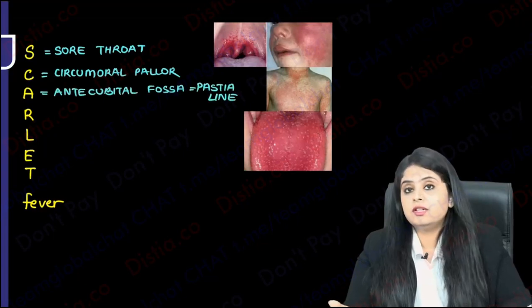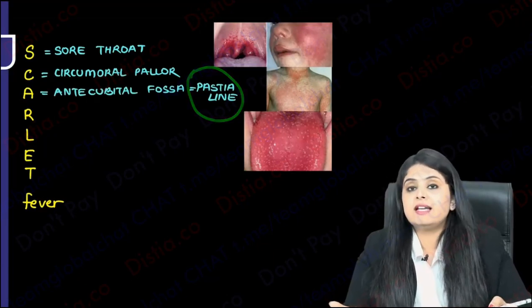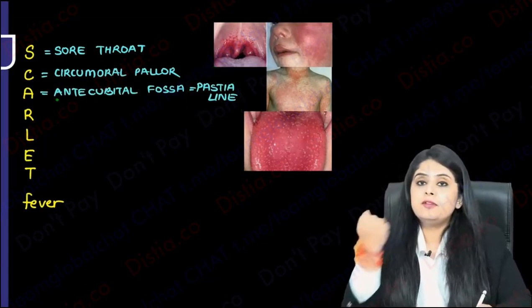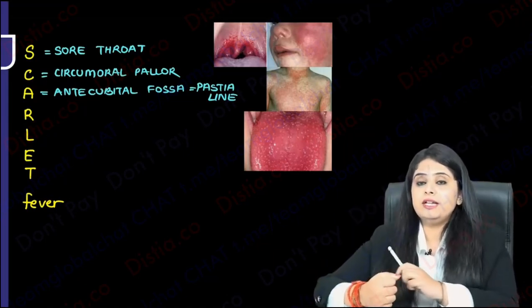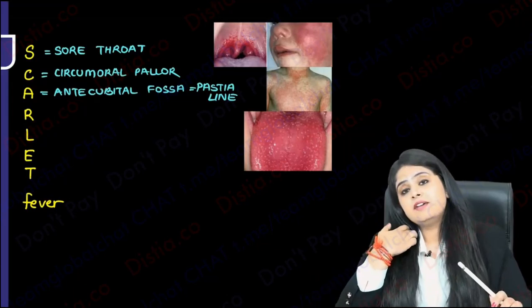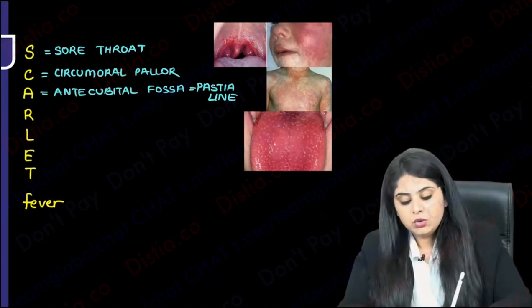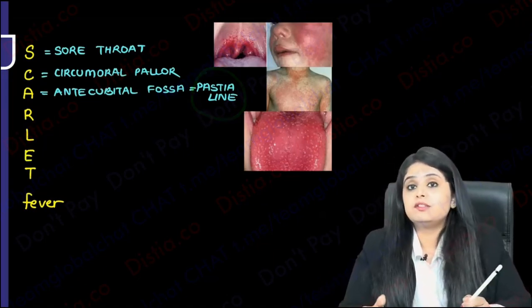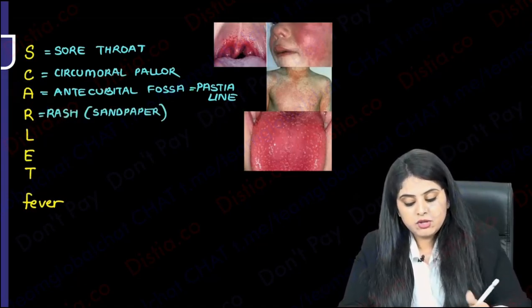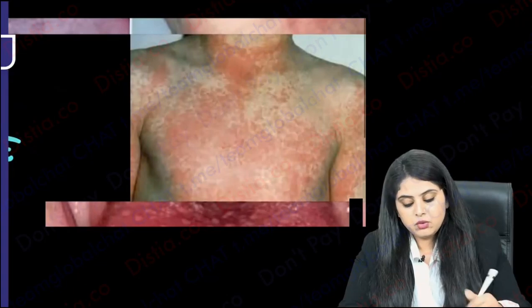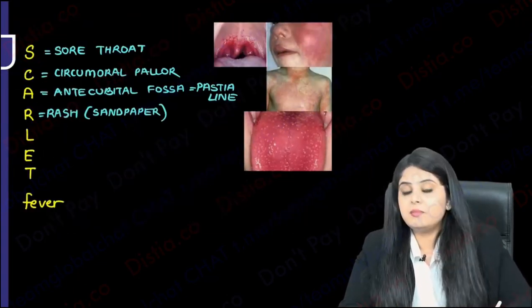These patients, and this is just a way of learning, show you something called Pastia lines. Pastia lines are usually seen wherever there are folds, like over here your body is folding, in the axilla, in the groin, in the neck, wherever the body has folds, like the antecubital fossa. There you'll see the rash is more, and that is known as a Pastia line. So A is for antecubital fossa, and of course I'm talking about rash. You can see the rash over here. Can you all appreciate? This is a sandpaper rash. That is how you define it, sandpaper rash.